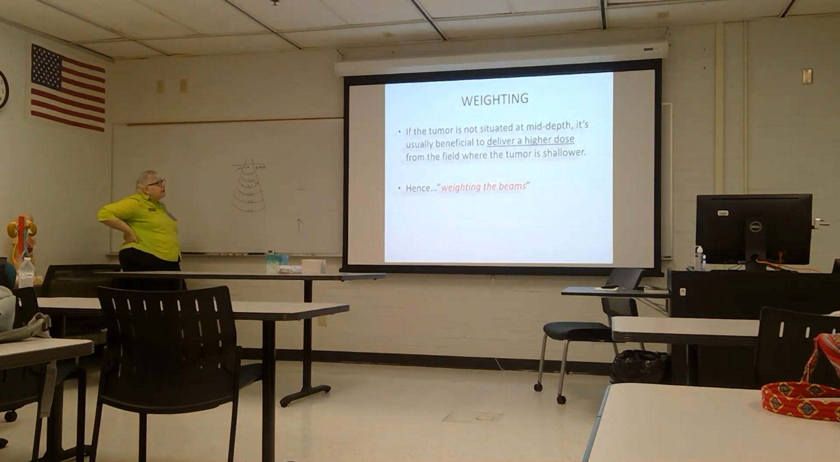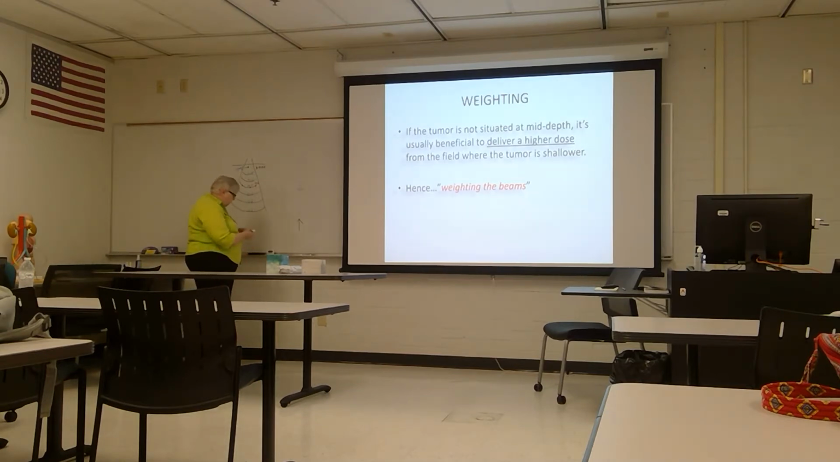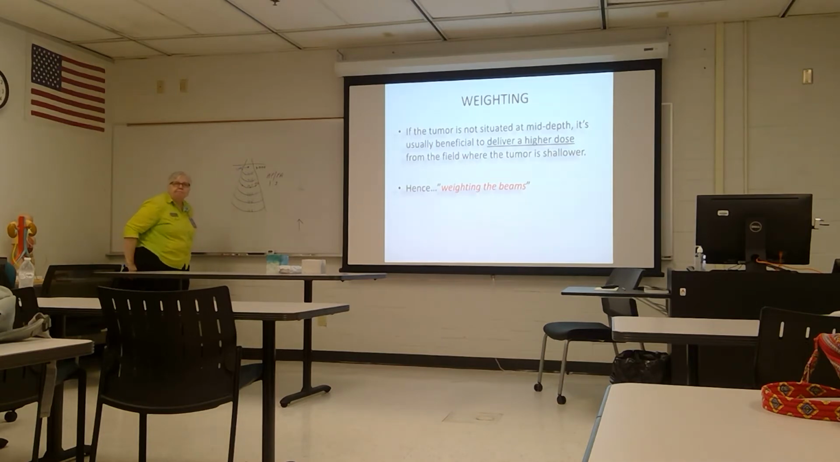So it says that if it's not centered at mid-depth, it's beneficial to deliver a higher dose from the field where the tumor is shallower. So that would be written AP, PA 1 to 2, for example. So what does that mean? One side is going to be double the amount of the other.